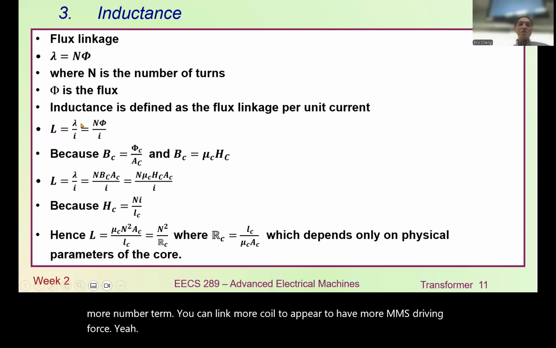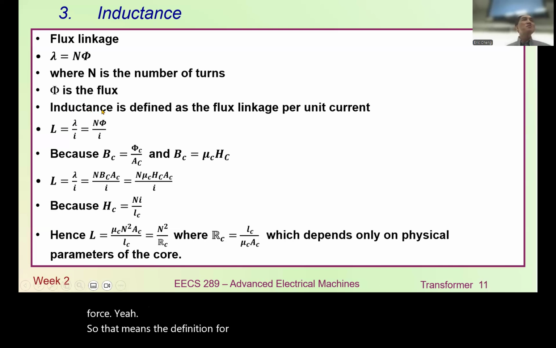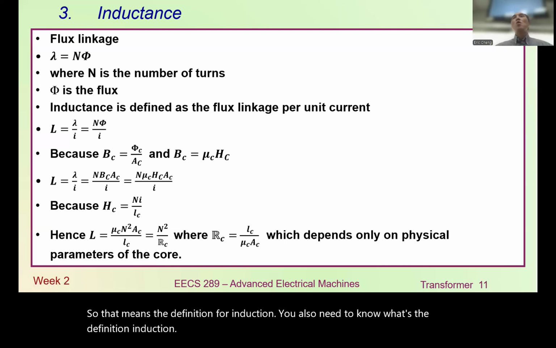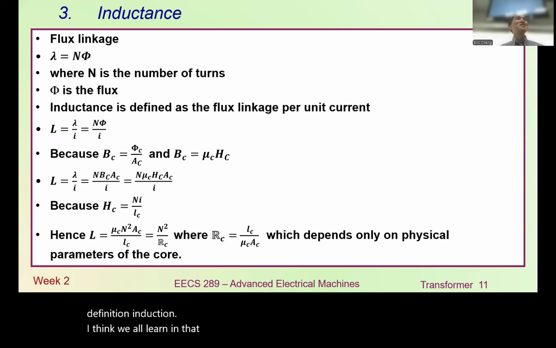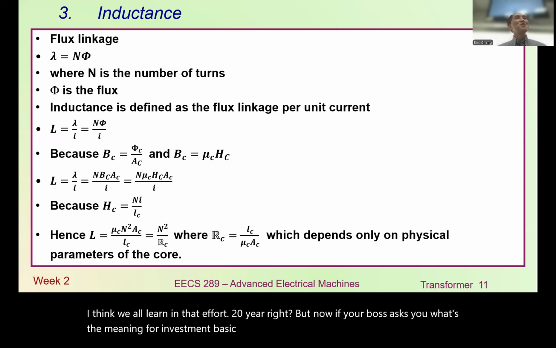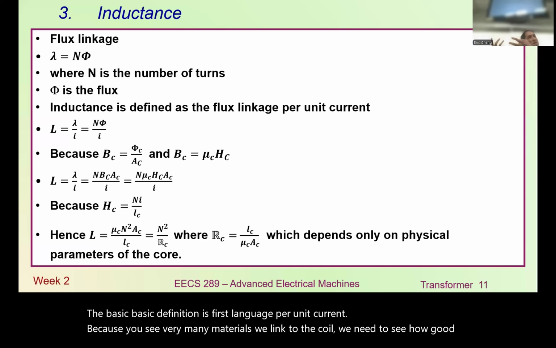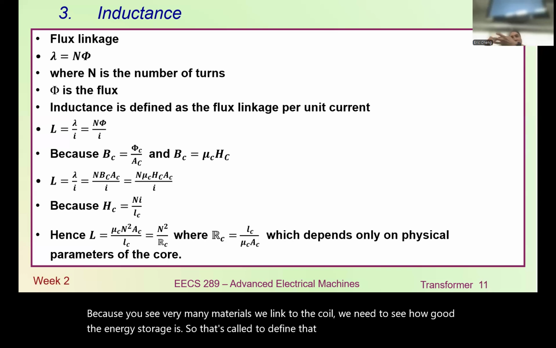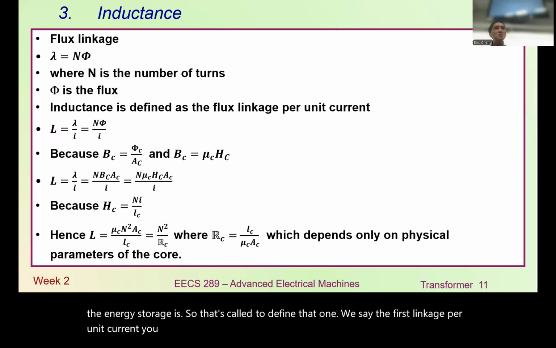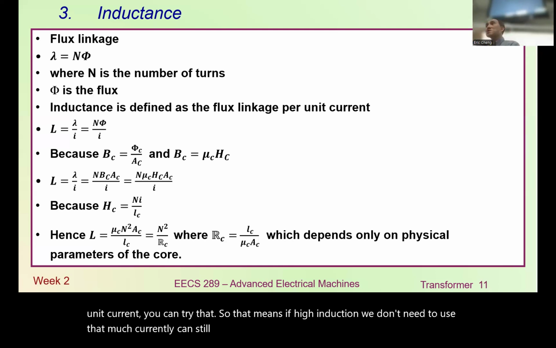So that means you also need to know the definition of inductance. I think we all learned inductance for 20 years, right? But now if your boss asks you what's the meaning of inductance, the basic definition from basic physics, then the basic definition is flux linkage per unit current. Because when I have many turns linking to the coil, we need to see how good the energy storage is. So to define that, we say the flux linkage per unit current. That means if high inductance, we don't need to use that much current, and can still have a good inductance. So that's the definition, right?